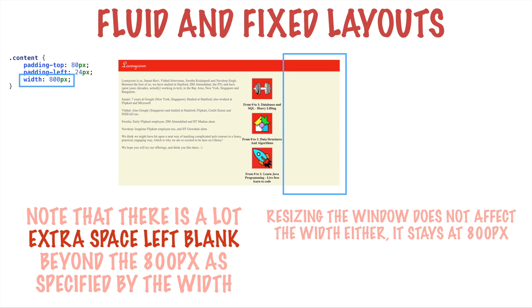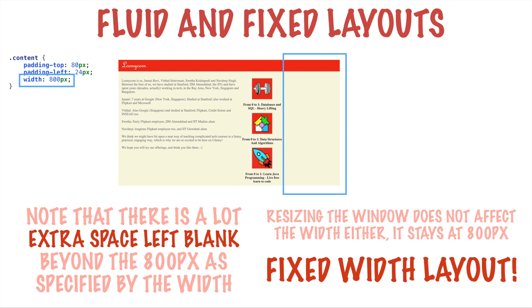Even if you resize the window, it does not affect the width. It stays at 800 pixels. If you make it smaller than 800 pixels, you'll see scroll bars. So your content stays at 800 pixels, which is the best possible view that you've chosen for it. With this single CSS property, you've achieved the fixed width layout. This is the fixed width layout.